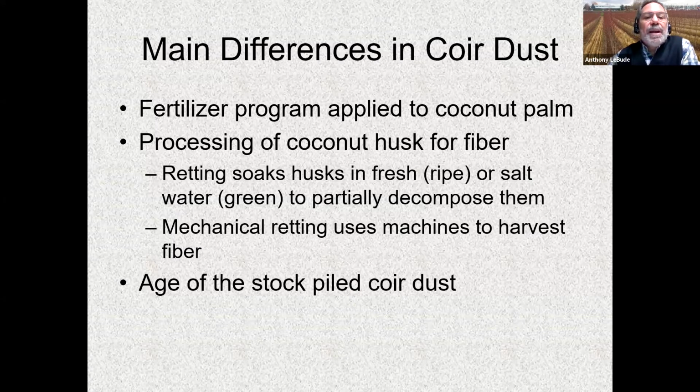It depends on how they break down the husks, called retting, whether they soak them in fresh water or salt water to break them down before they break them open, or whether they use mechanical retting, breaking them open so they're not soaked in salt water first. And just like any pine bark supply, whether or not they're aged over time also affects their physical and chemical properties.